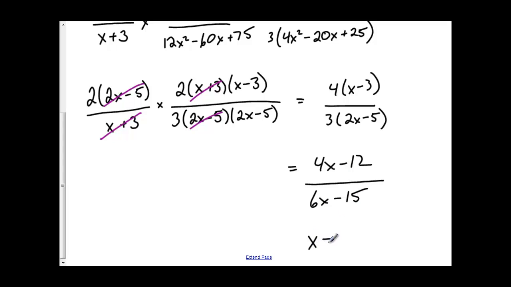Now I need my non-permissible values. For the non-permissible values, I am looking here, here, and here. So because it's a division question, those are the things that were at one point on the bottom. So my non-permissible values from my first expression is going to be negative 3. From this one is going to be negative 3, which I already have, and positive 3. And from the bottom, it's going to be 5 over 2.